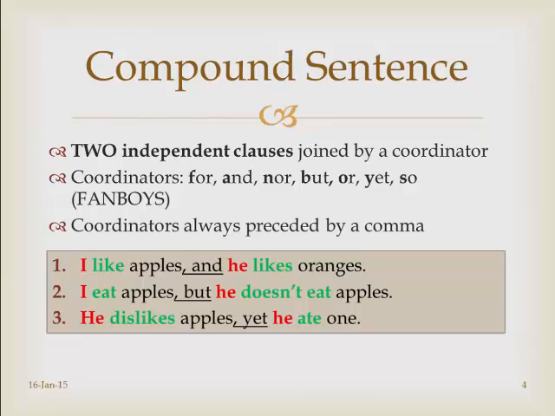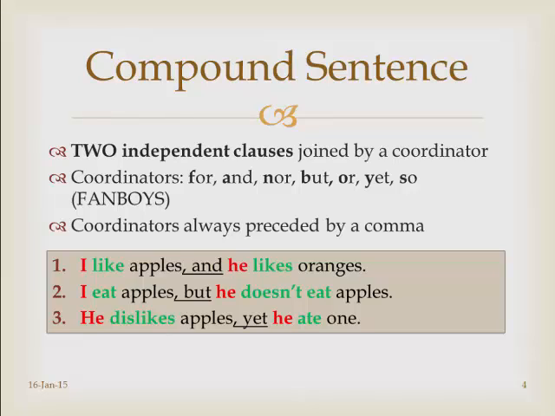So let's look at the examples. I like apples and he likes oranges. You have the subject I with the verb like and the subject he with the verb likes. So I like apples is one independent clause. He likes oranges is another independent clause. Both of them can stand on their own and make perfect sense, and they are joined by the coordinator and. Coordinators make both these independent clauses equal. So, I like apples and he likes oranges.